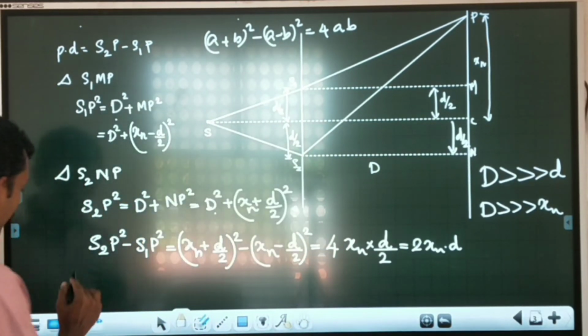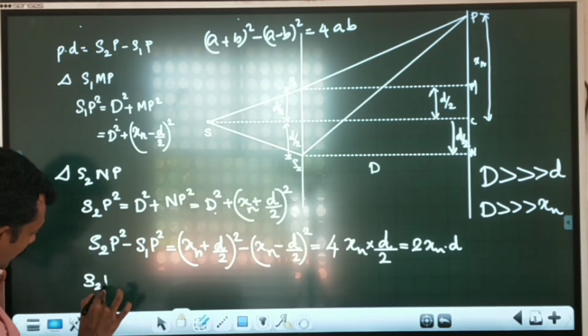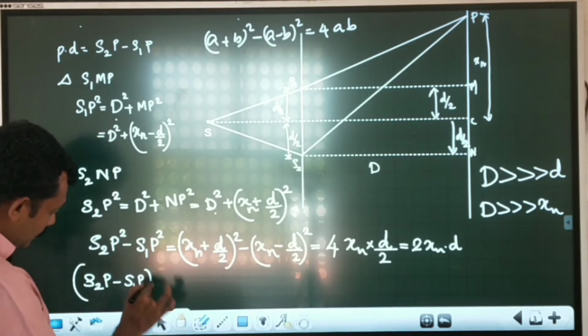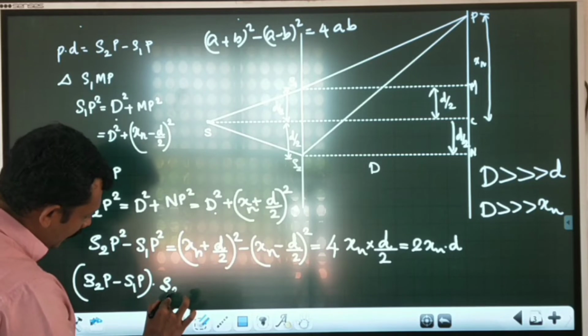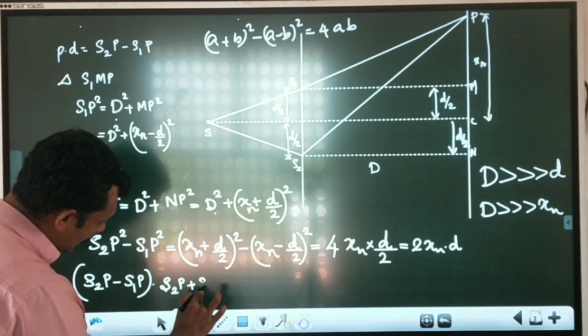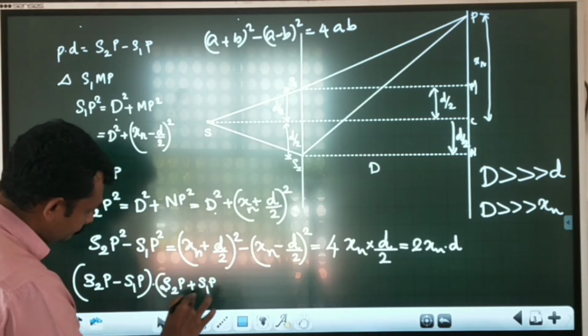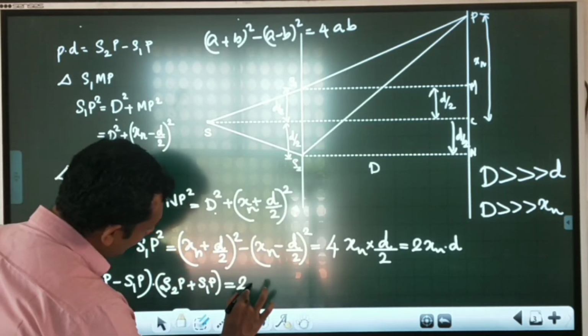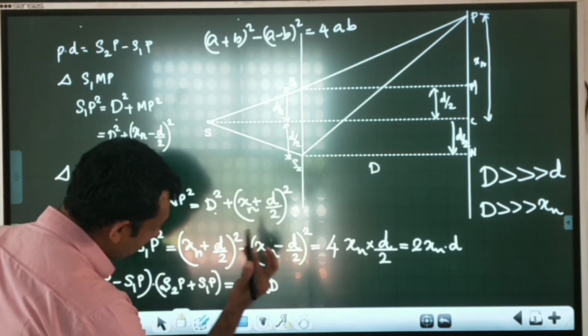But what is the left side? This is S2P minus S1P into S2P plus S1P. That is equal to 2 xn d.